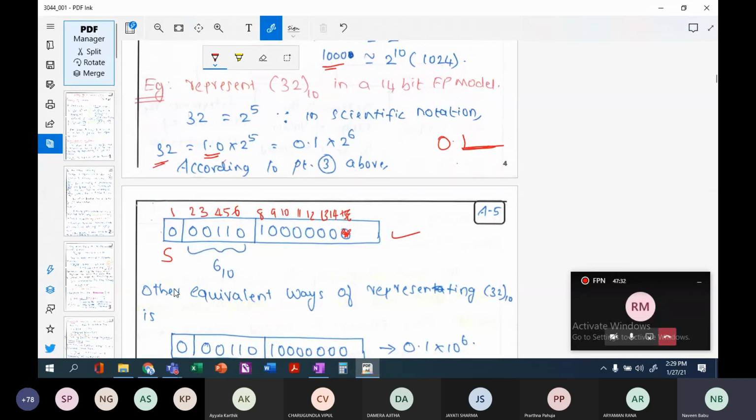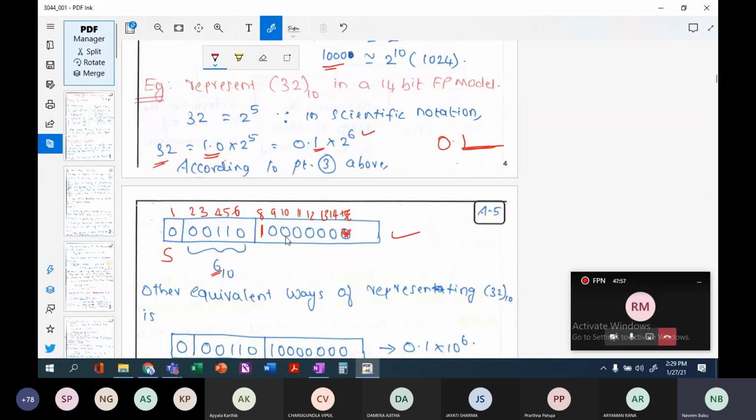So my sign bit here is 0. Now this is the exponent field. How do I represent 6 here? It is represented as 0, 0, 1, 1, 0. Okay, so that is how it is 6. And then what is the significand field I have? I have 1. So my first bit is 1 here and then the rest are all 0. This is one way of representing.